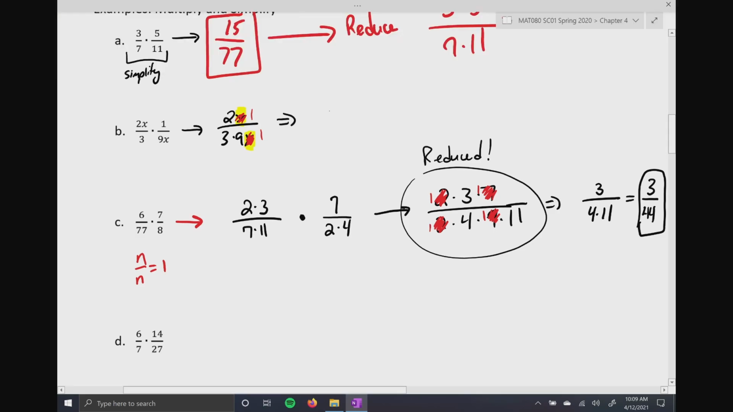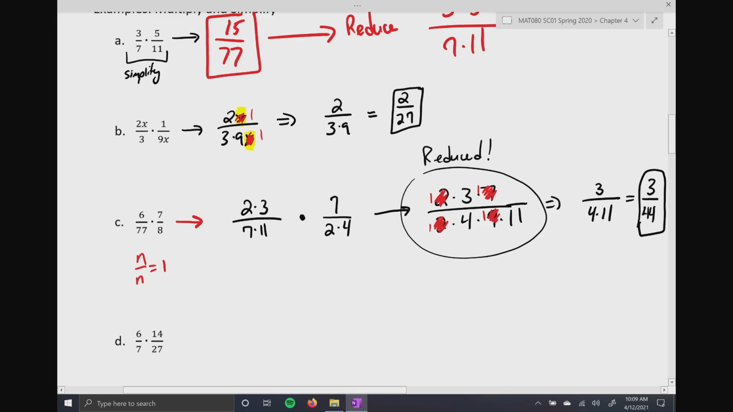Once I reduce, I write whatever's left over. So the 2 stays the same. There's nothing to multiply there. And then the 3 times 9. Well, 3 times 9 is 27. And I know that's already reduced, and it's because I already did it. Does that make sense, everyone?